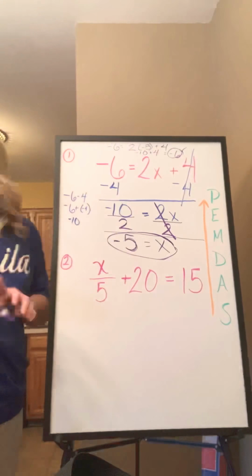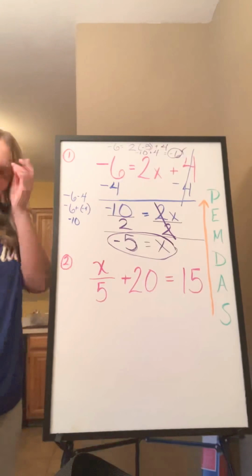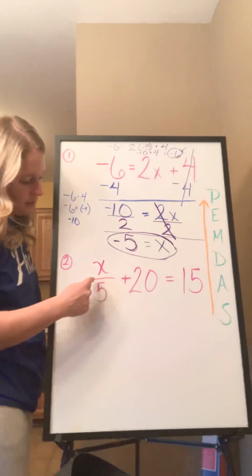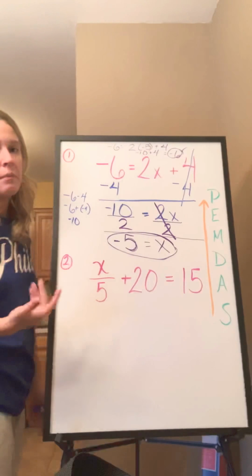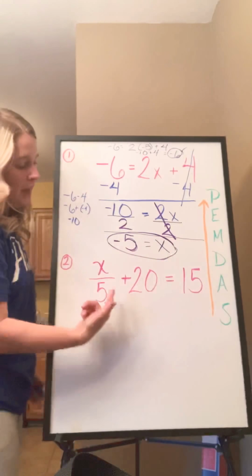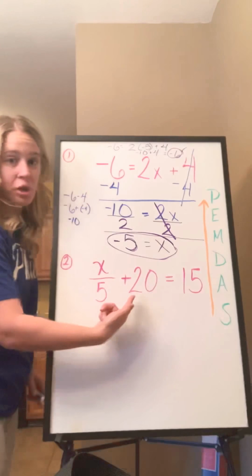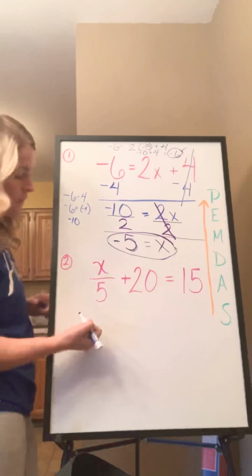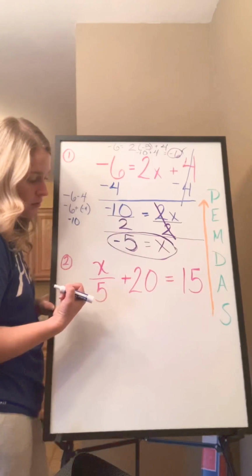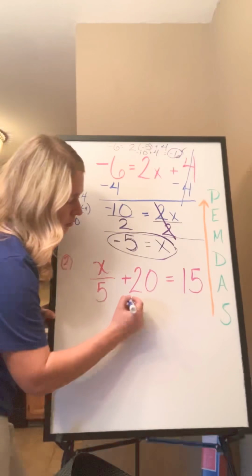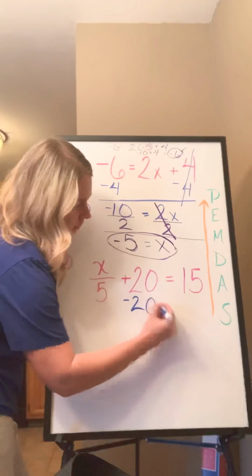All right, going to the second problem. Now this one I see, right, it's x divided by 5 plus 20 is equal to 15. So remember, order of operations, I work in reverse. I gotta undo any addition or subtraction first. So if I am going to see that 20 is being added to the x divided by 5, I'm going to do the inverse, which would be subtracting 20.